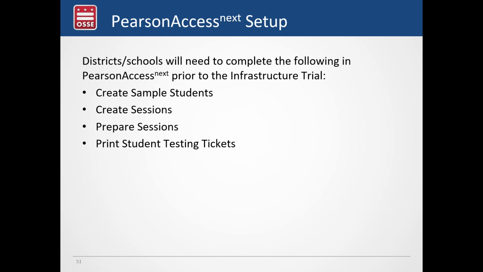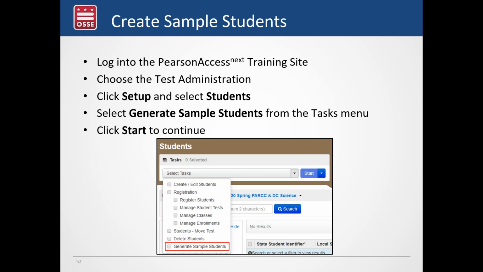Districts and schools will need to complete the following in PearsonAccessNext prior to the infrastructure trial. You'll need to create sample students, create sessions, prepare the sessions, and print those student testing tickets. And then I just have all the steps going into your infrastructure trial and getting those all prepared. So you're going to log into PearsonAccessNext training. You'll make sure that you're in the correct administration, 2020 Spring, PARCC, and DC Science.